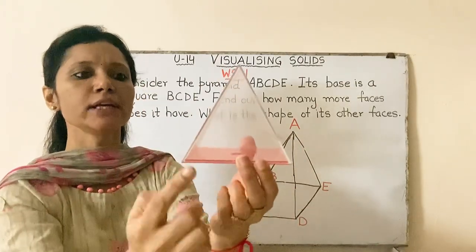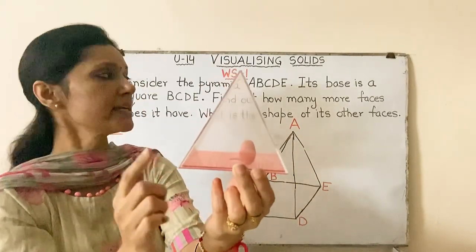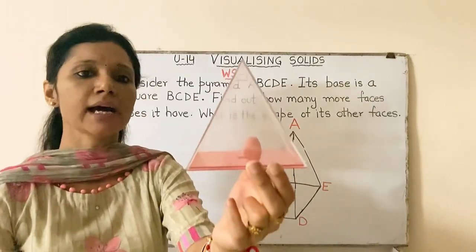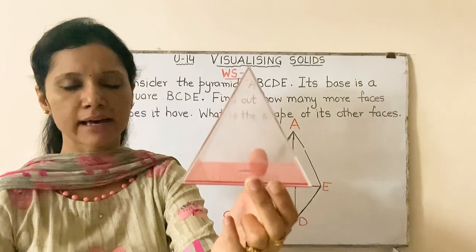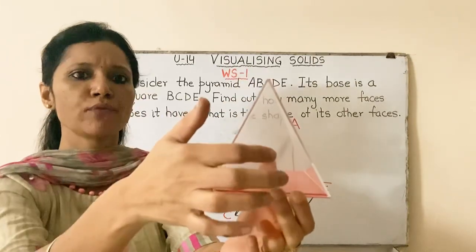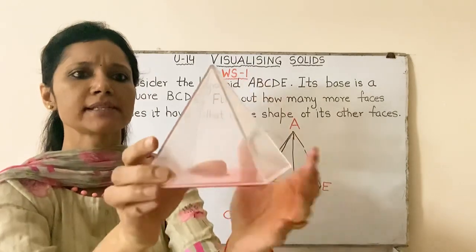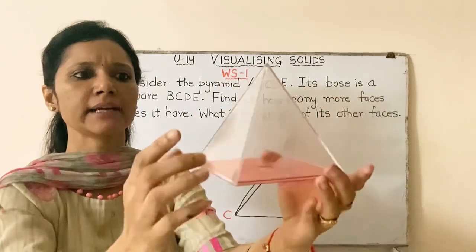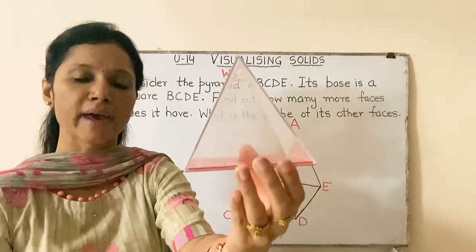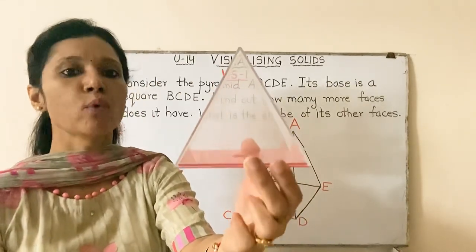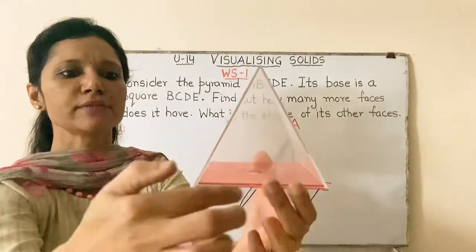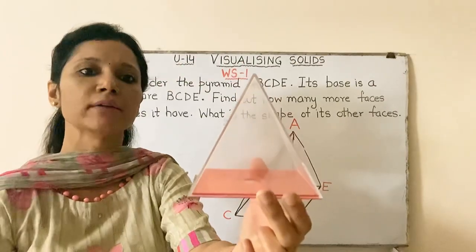So they have already talked about the base, that its base is a square named BCDE. Now the question is, how many other faces does it have? So leaving aside the base, how many faces does it have? Let's count it. First, second face, third face and the fourth face. So it has four other faces leaving aside the square base. And the next question is, what is the shape of each of its faces? As you can see, these faces are three-sided, they are triangular in shape.